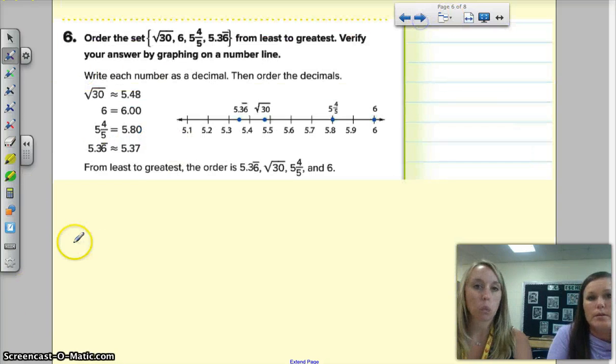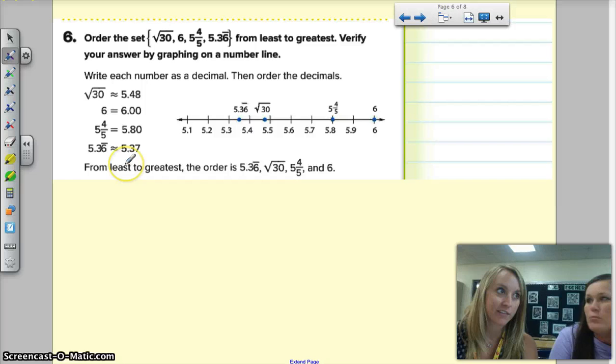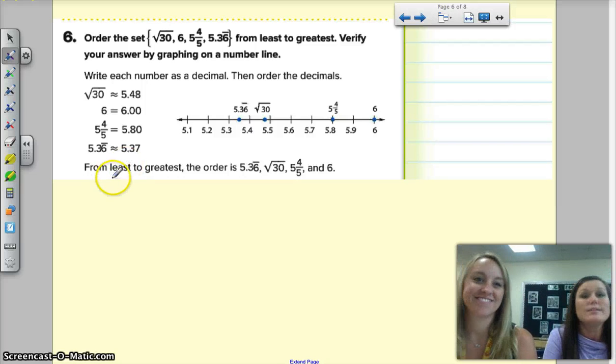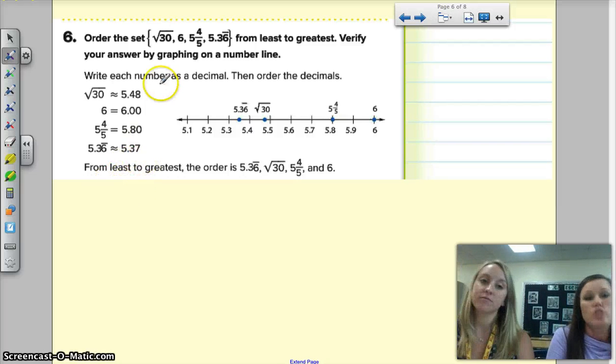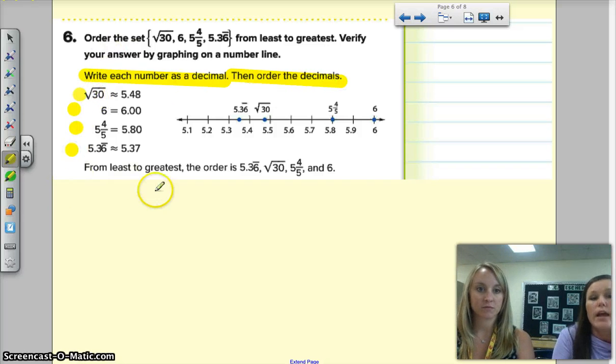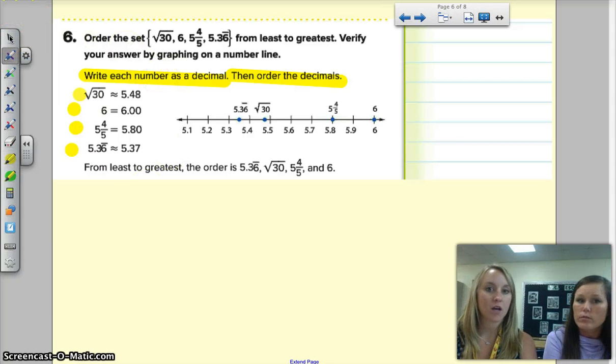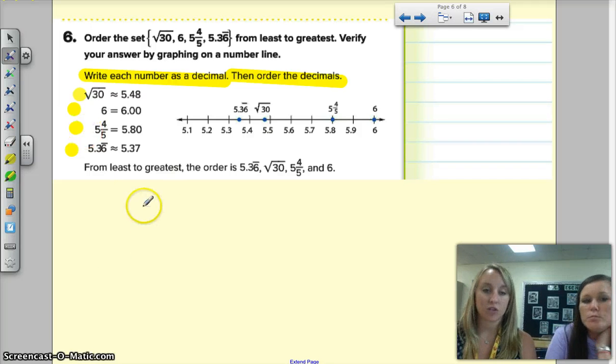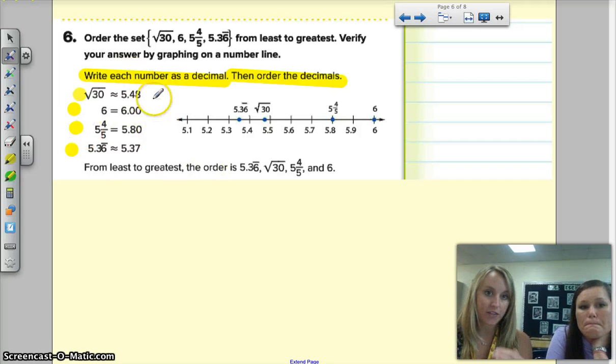Okay, moving on. Now we're going to put all of these in order, least to greatest. Again, change them to a decimal: underline or highlight, write each number as a decimal, then put them in order. You can see here, everything has been written in decimal format, and we've ordered it from least to greatest. You will be expected to write those out in decimal.